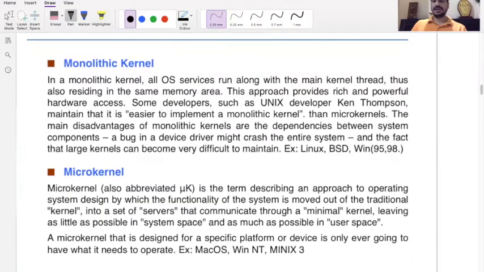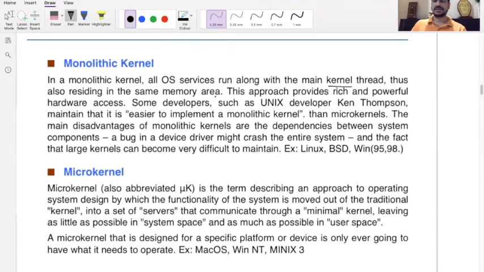So mainly we have two types of kernel. The first kernel is called the monolithic kernel and the second kernel is called the microkernel. Now what is the monolithic kernel? That we'll see first. In the monolithic kernel, all operating system services run along with the main kernel thread. So there is only one thread of the main kernel and all the services will be run by the main thread, or you can say the main module of the kernel. So there is only one module of the kernel, and in that one module, lots of things related to the operating system are there. All of this also resides in the same memory space, memory area.